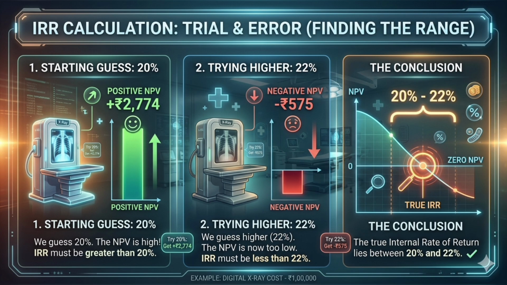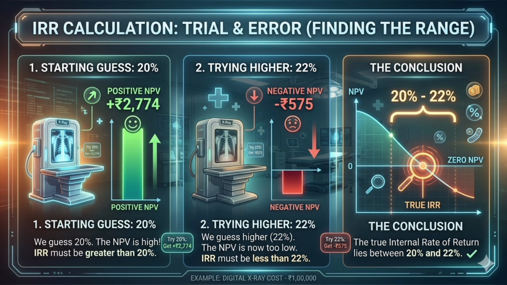Because we guessed a discount rate of 20%, that was not an exact value. We want a precise value of IRR, and if NPV is higher, the IRR must be greater than 20%. That is the inference. We get the inflow minus outflow as a positive high value, 2,774. So we need to increase the 20%.